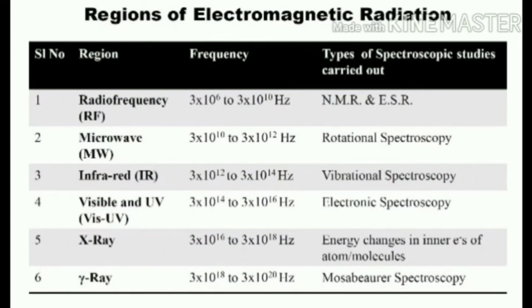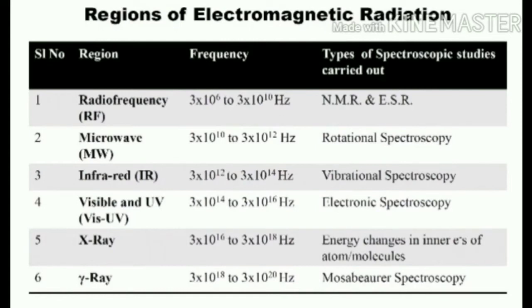The first one is the radio frequency region, and in the radio frequency region, the frequency lies between 3 into 10 to the power 6 to 3 into 10 to the power 10 hertz. Then the second region is the microwave region, where the frequency range is 3 into 10 to the power 10 to 3 into 10 to the power 12.